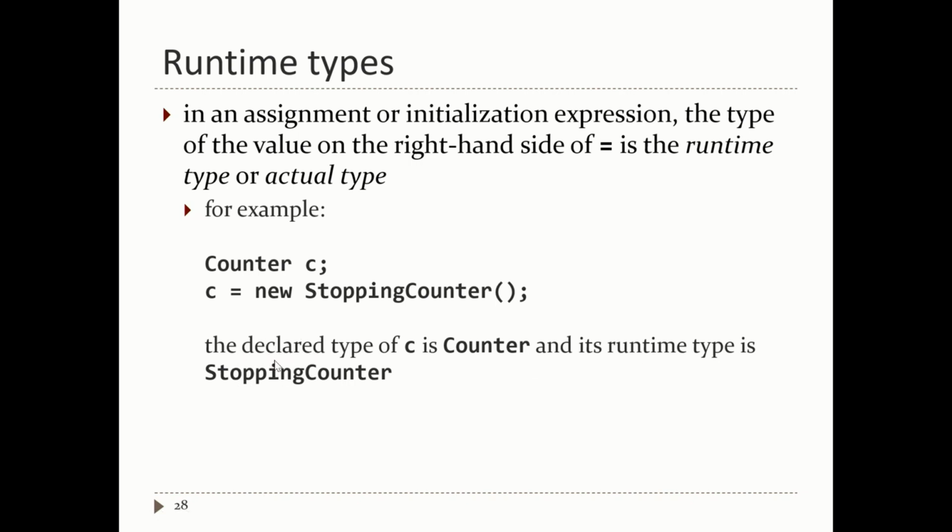Declared comes from the fact that the compiler knows the type of C is Counter. At runtime, it's possible to write a program where the compiler doesn't know what the runtime type of the right-hand side object is. For example, you can have an if statement in here that makes a random value, and then based on the random value stores either a StoppingCounter or a regular Counter in C. The compiler can't tell which one it is, and so only the runtime system can determine what the actual type is. The runtime system is the Java Virtual Machine.